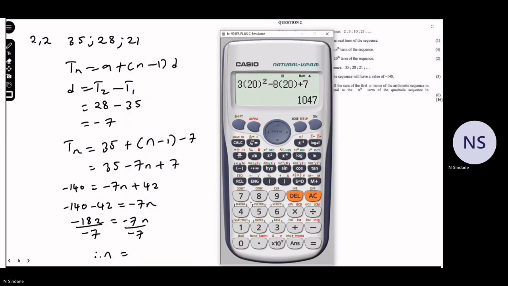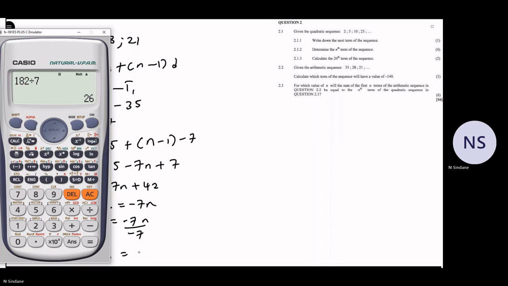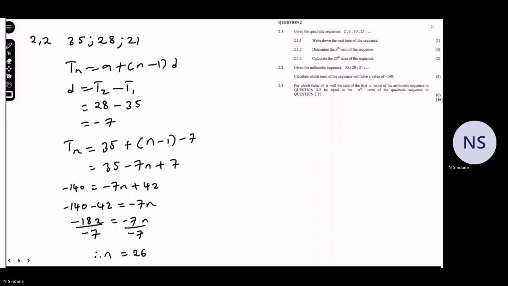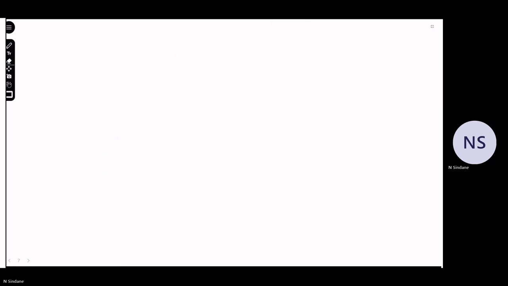182 divide 7, this gives me 26. So my solution will be a positive 26, because negative divided by negative will be positive, right? And then let's go to the next question, 2.3. Let me go to the next page, 2.3.